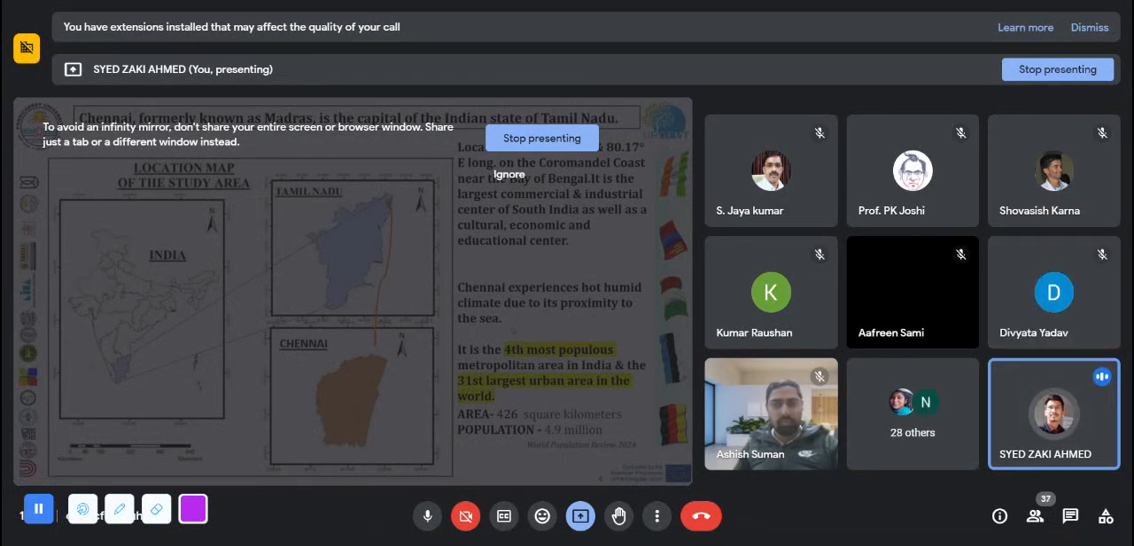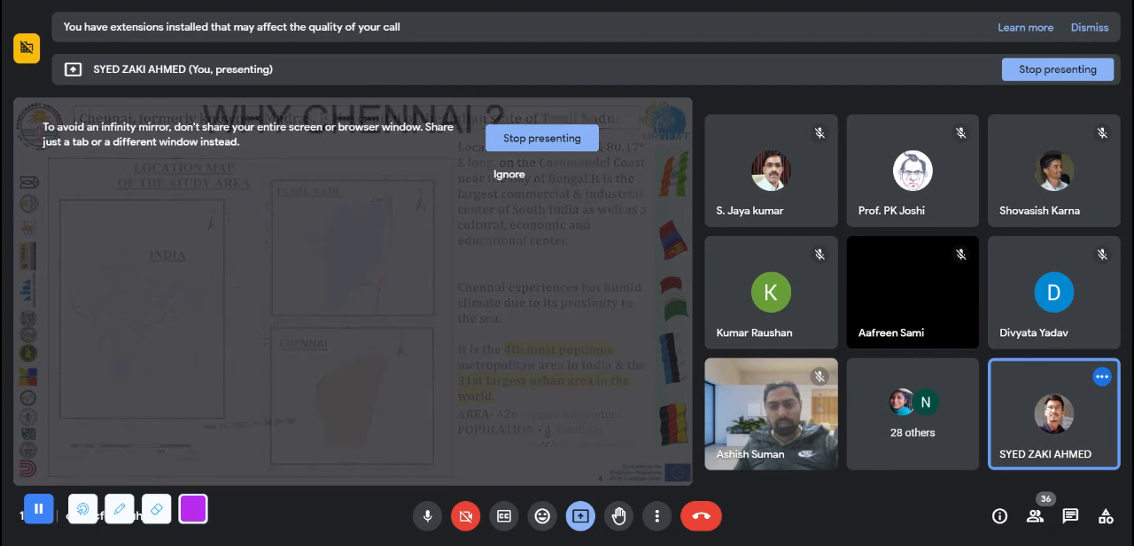And the factor which is most important to know is that it is the fourth most populous metropolitan area in India and 31st largest urban area in the world. And its area covers 426 square kilometers with the population of 4.9 million as per the latest data of World Population Review. But why we have selected Chennai?